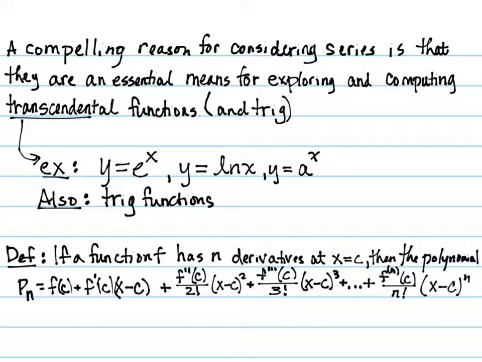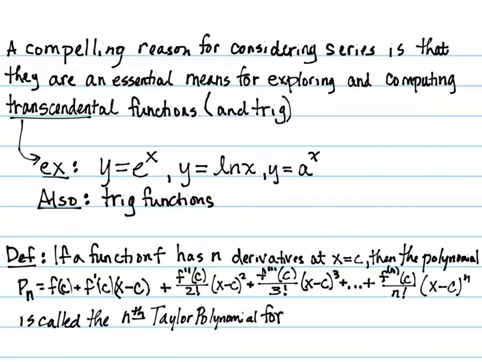And this massive thing, which is not terribly complicated to calculate, when it looks like this is called the nth Taylor polynomial. And for clarification, it's for our function f at the point c.